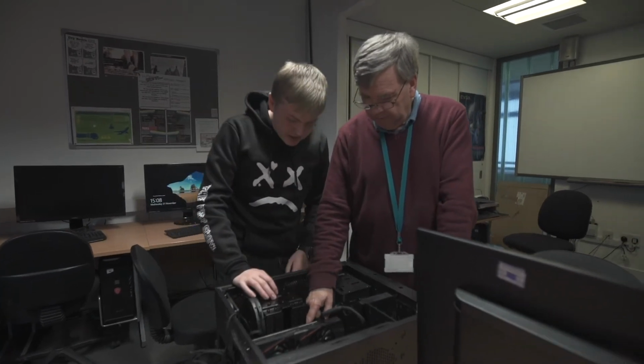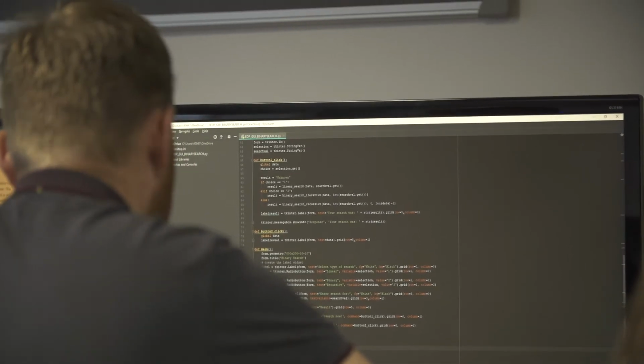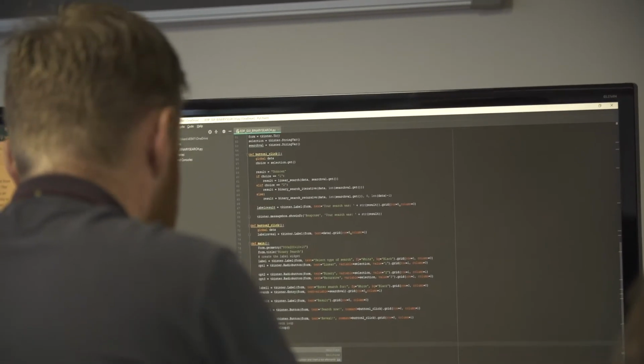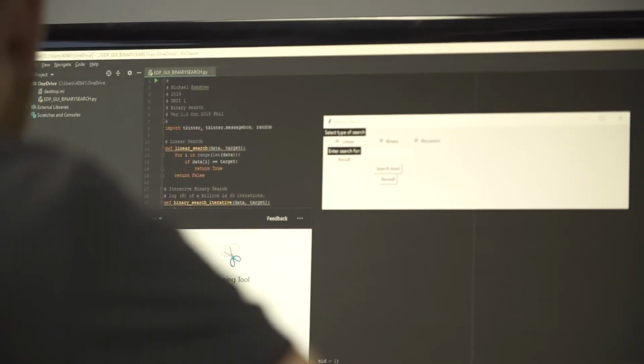The delivery is a mixture of tutor-led instruction and practical hands-on work, and that depends on the topics being delivered. For example, in programming, we tend to teach Python, which is a very popular language. It's used in many universities to teach programming. It's a very powerful language, but also very simple to learn.